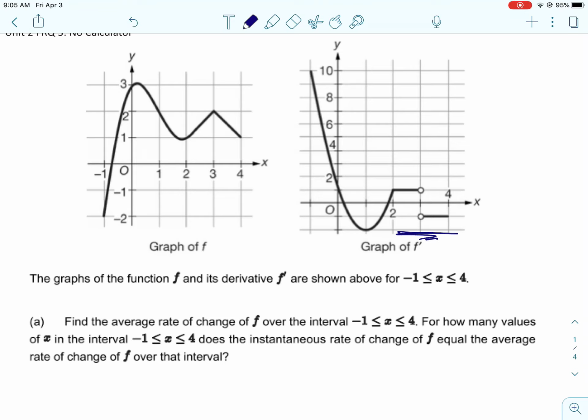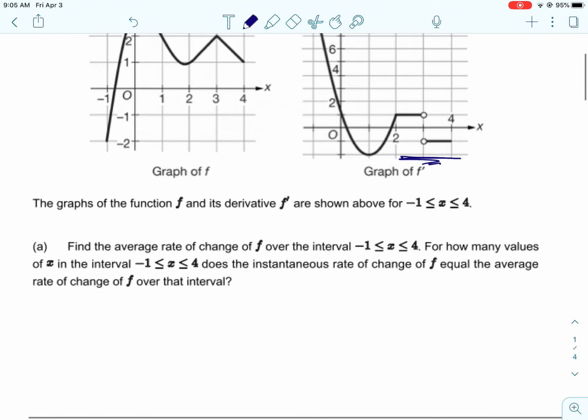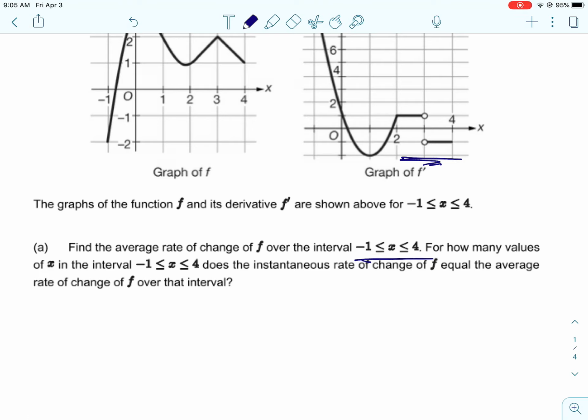It's kind of a cool graph at the end because we have these line segments, the horizontal line segments on the derivative. So we don't have to worry about finding the slopes here because we have the graph of the slopes. So that is a little different.